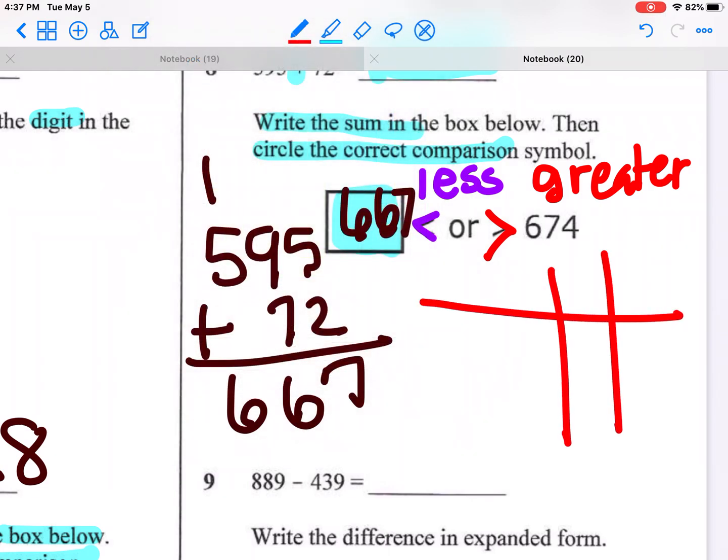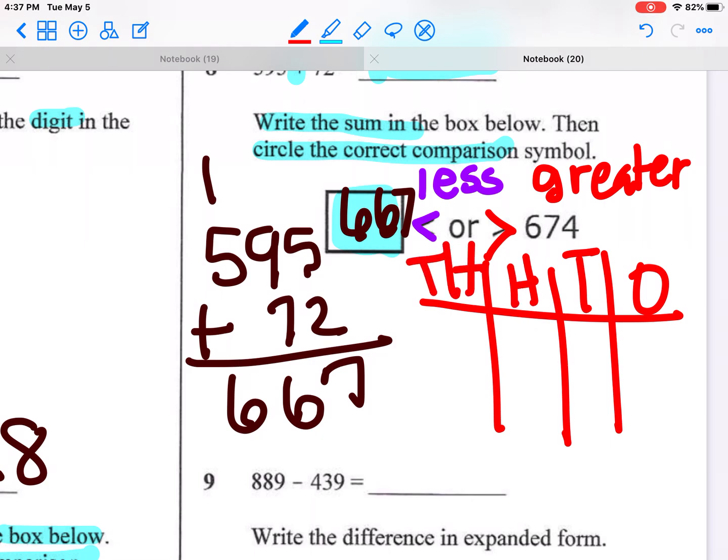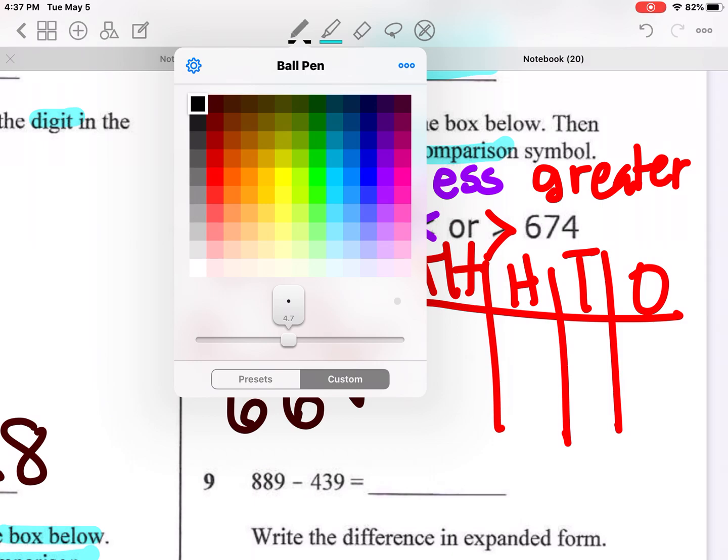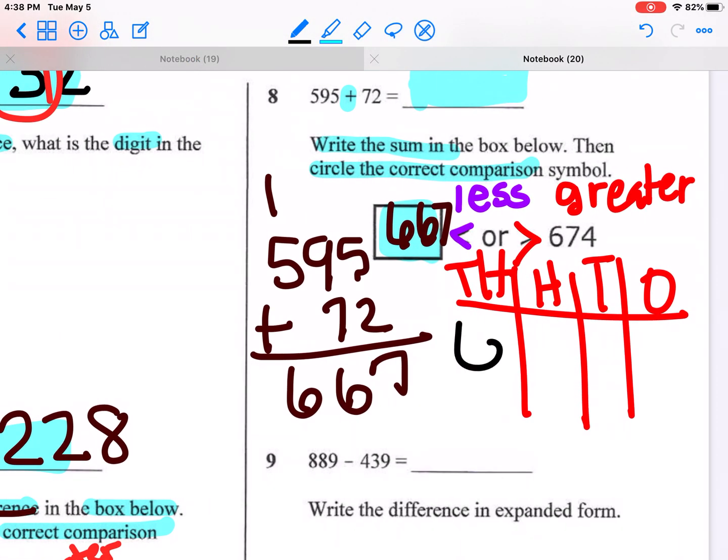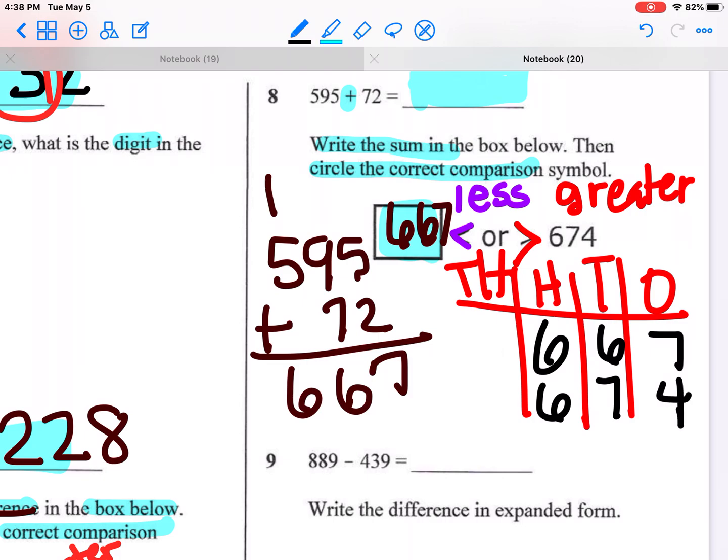I place them in a place value chart. Ones, tens, hundreds, thousands. First number is 667. Whoops. 667. 674. Can I compare those two numbers?